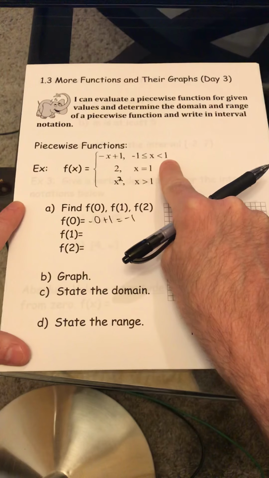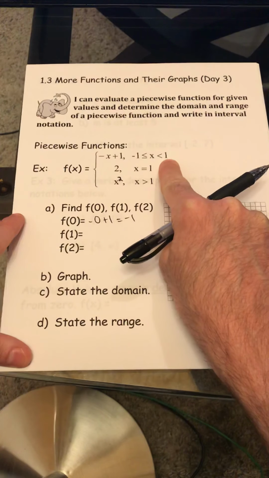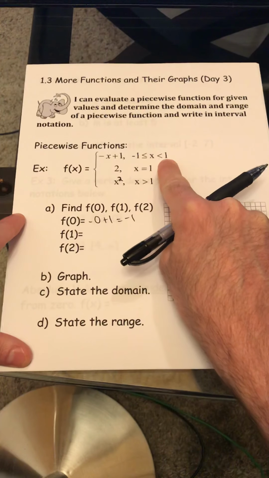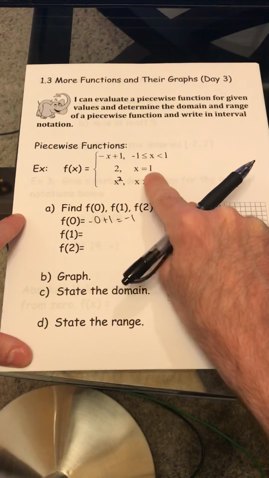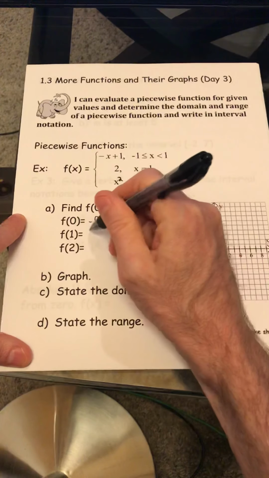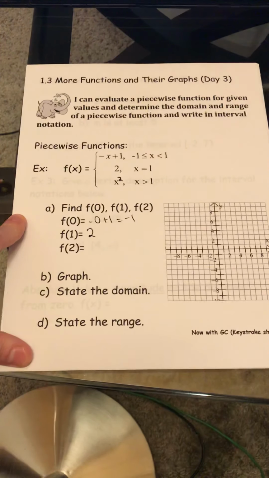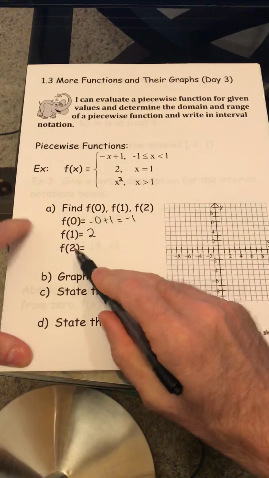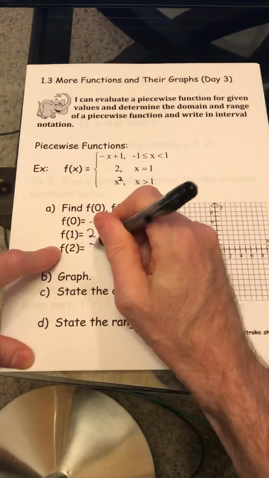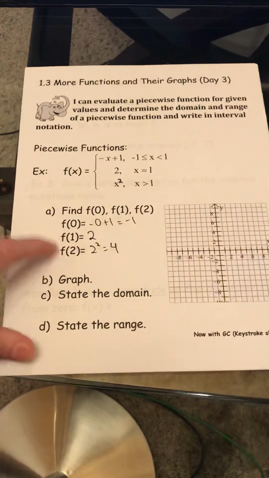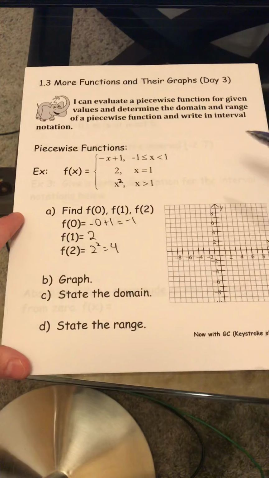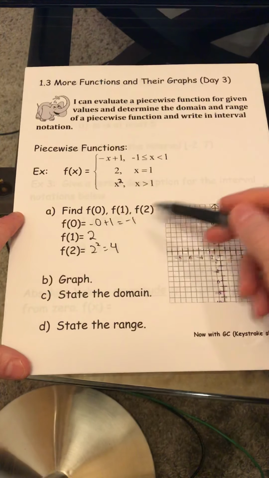F of 1, well, we can't use the top one anymore, because x is not equal to 1. It's just less than 1 there. So if x is 1, the function simply equals 2, which we'll talk about how that works. And then if we're looking for f of 2, 2 is greater than 1, 2 squared is 4. So we can actually even use these values as we set up our graph.